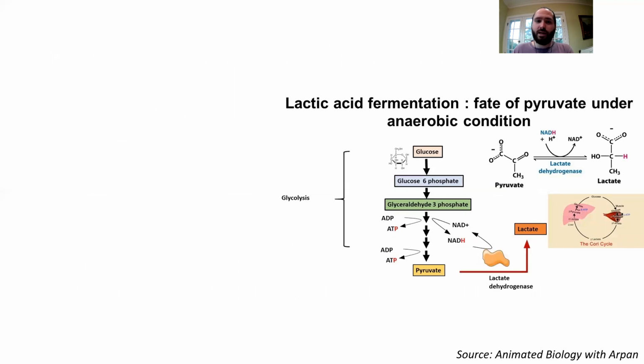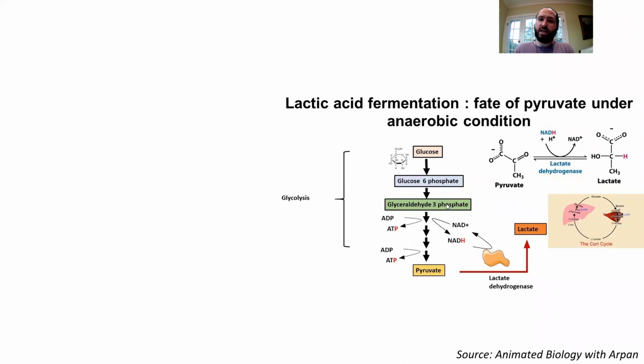All right. Here's a good fermentation diagram. We can see our glycolysis going on. So you have glucose, glucose-6-phosphate, glyceraldehyde-3-phosphate. Remember, glyceraldehyde-3-phosphate has a dehydrogenase, which reduces NAD plus into NADH. Under aerobic conditions, we would then send NADH to the what? To the electron transport chain.